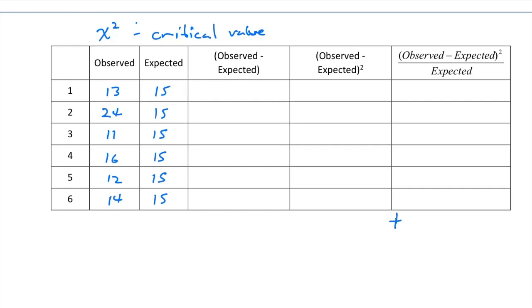Next, we're going to find the difference of the observed minus the expected. Now, I guess technically it doesn't matter if you put these as positive or negative because we're going to square them anyway. But just for consistency's sake, I always do observed minus expected. So I'm going to do -2, 9, -4, 1, -3, and -1. Again, if you just wrote 2, 9, 4, 1, 3, 1, you're going to end up with the same result because we're going to square these now and they're all going to come out positive anyway.